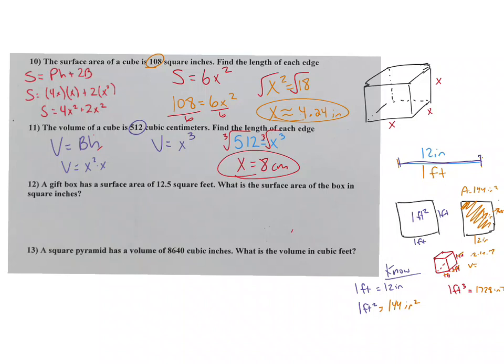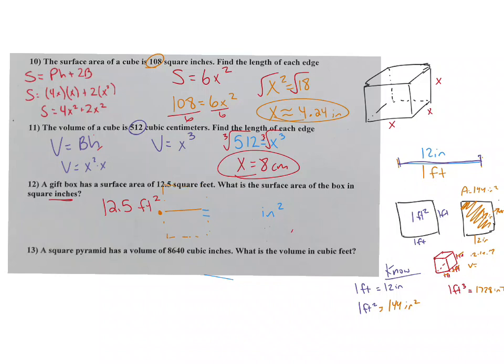So a gift box has a surface area of 12.5 square feet. So 12.5 square feet. What is the surface area in square inches? So I have feet. I want to end up in square inches. So what I tell everybody is the basic way to determine whether you're supposed to multiply or divide is basically you're going to multiply by something. And that something, the top and bottom have to be the same because that's like multiplying by 1. So I do this with any conversion.